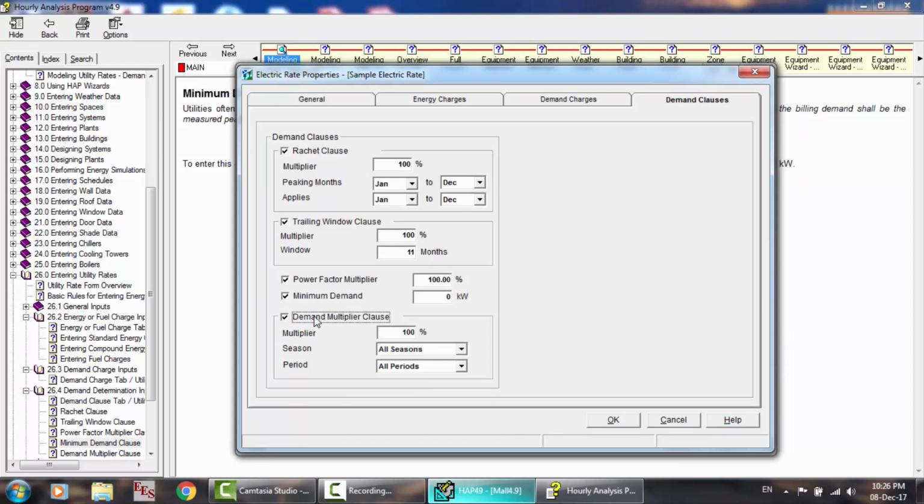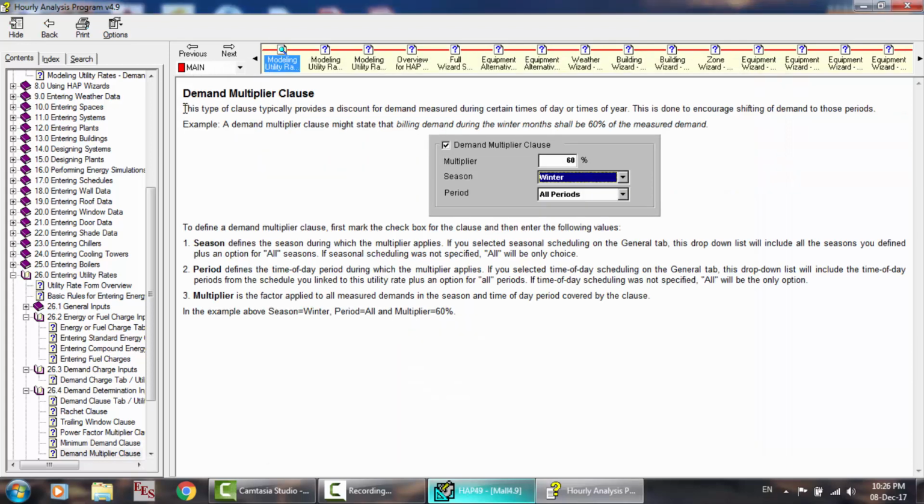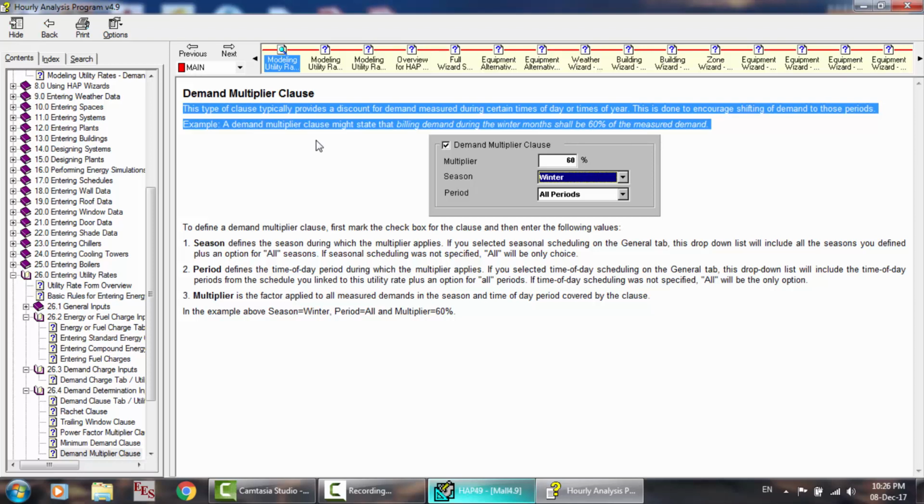Also, the demand multiplier clause. This type of clause typically provides a discount for demand measured during certain times of day or times of year. This is done to encourage shifting of demand to those periods. For example, a demand multiplier clause might state that billing demand during the winter months shall be 60% of the measured demand. So I have to put 60% here, and the winter and period.